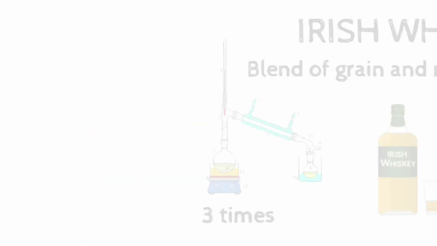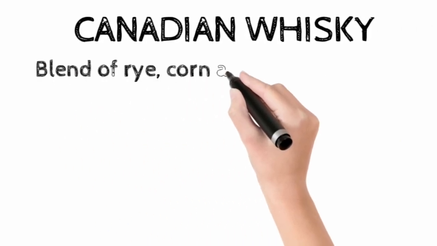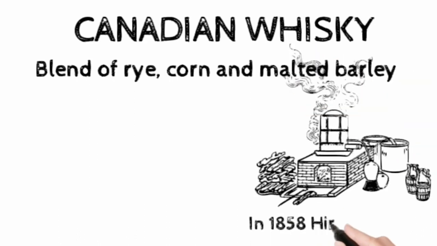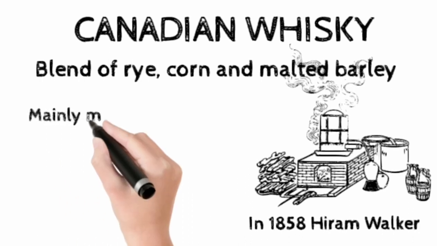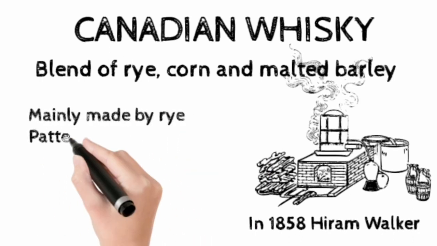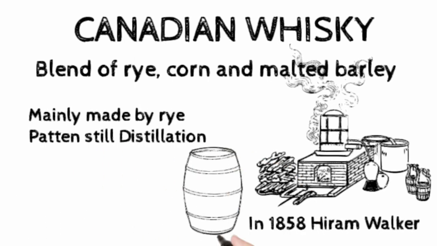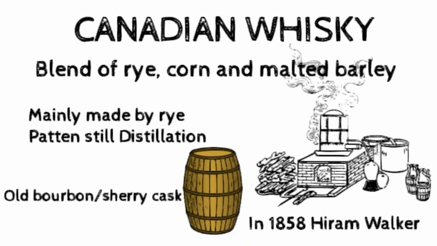Let's see about Canadian whiskey. Canadian whiskey is a blend of rye, corn and malted barley. In 1858, Hiram Walker founded his first distillery in Ontario in Canada. Canadian whiskies are mainly made with rye, which goes through patent still distillation. Canadian whiskies are matured in old bourbon and old sherry cask.